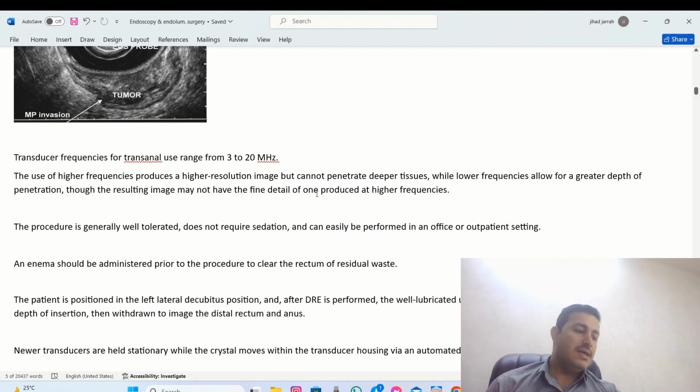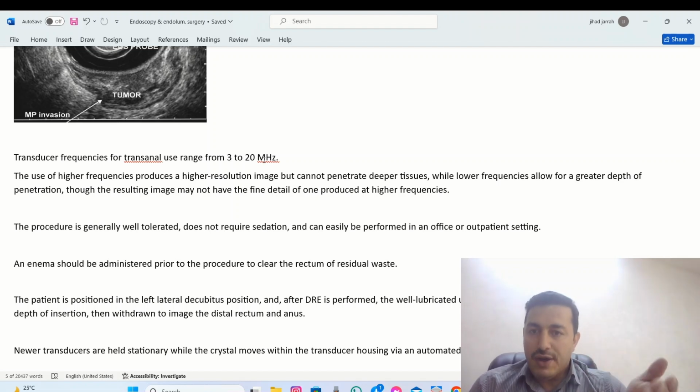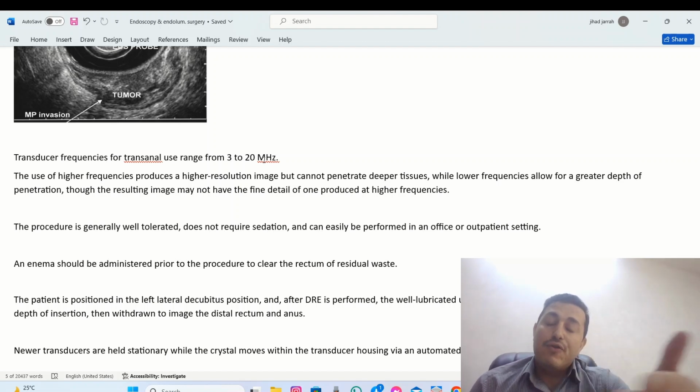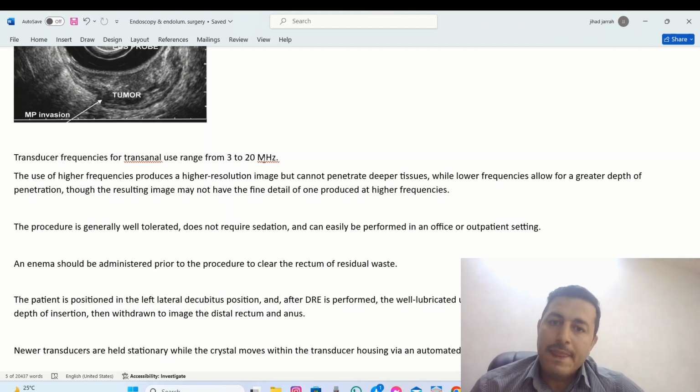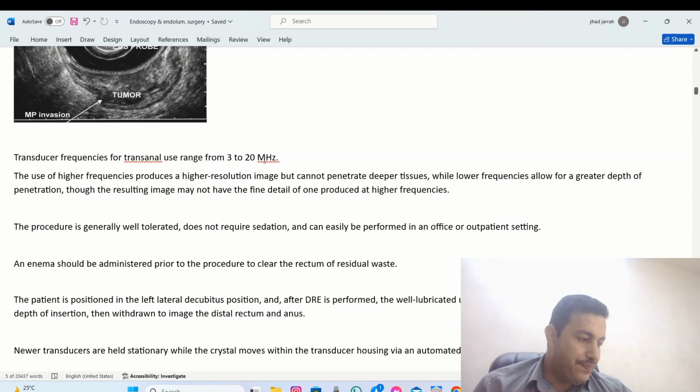The frequency we use is usually between 3 to 20 megahertz, and basic biophysics information: the higher the frequency, the better the resolution, the less the depth of penetration into the tissue. So with higher frequency it's best to assess more superficial lesions, and vice versa. The lower the frequency, the worse the imaging, the deeper the tissue we can reach.